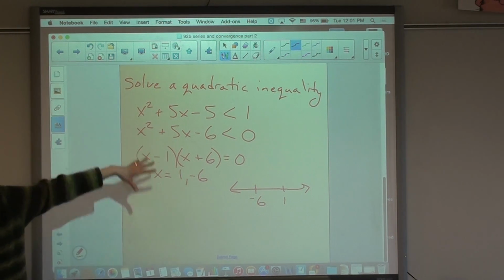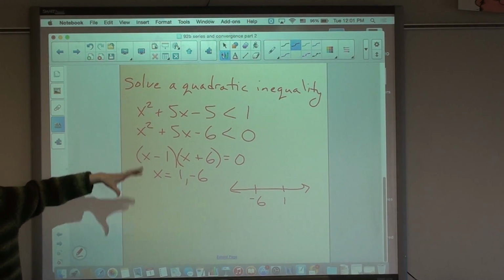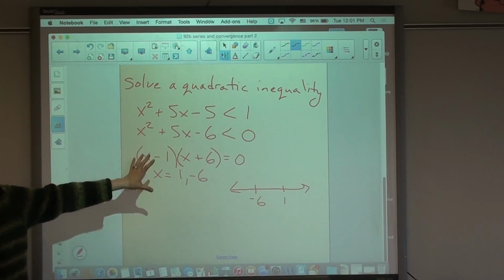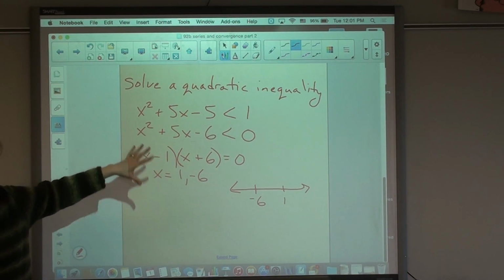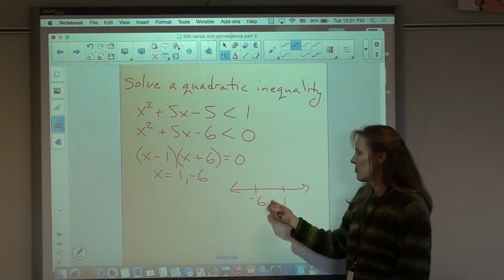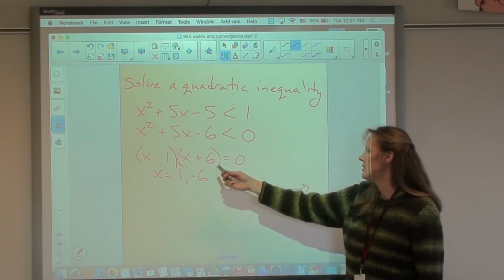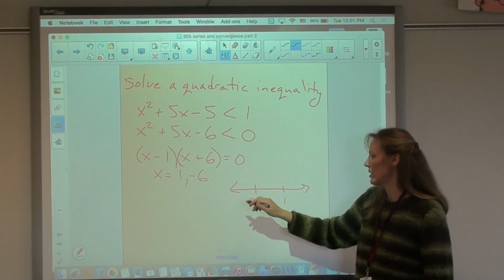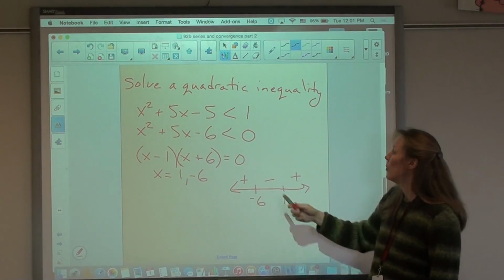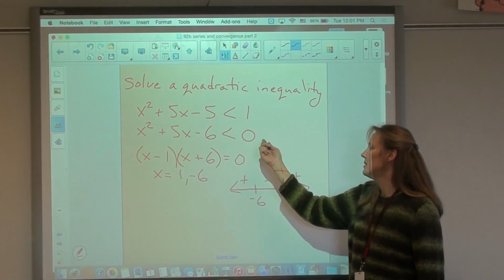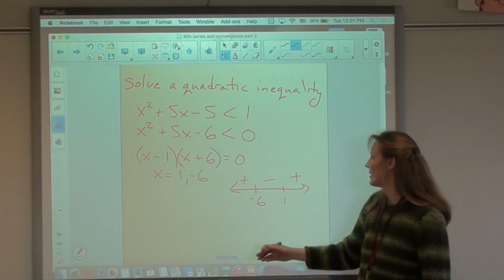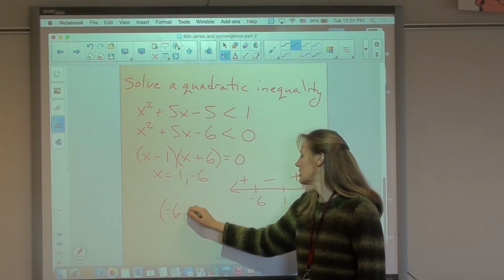So this works for any polynomial. It wouldn't matter if you had an x cubed, right? Find everywhere where it's 0 or undefined, anything that makes anything be 0, put it all on a sign line, and then just find the signs. Because it's a positive quadratic, it's going to go plus, minus, plus, but you can test to see. We want to know where this is less than 0, so we're looking for where it's negative. Which means our answer is negative 6 to 1.